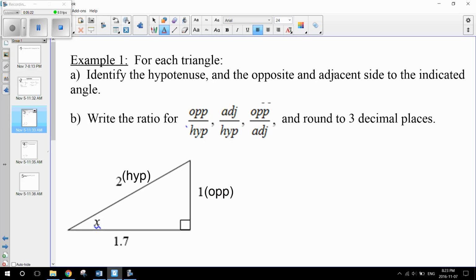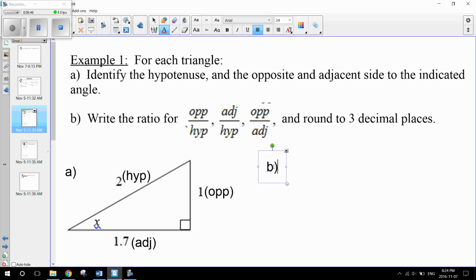The last label is our adjacent. Remember, adjacent is always the one that's beside the angle. So the one down here. So the 1.7, that is our adjacent. And our short form for adjacent is the ADJ. So that was part A, is labeling this triangle.